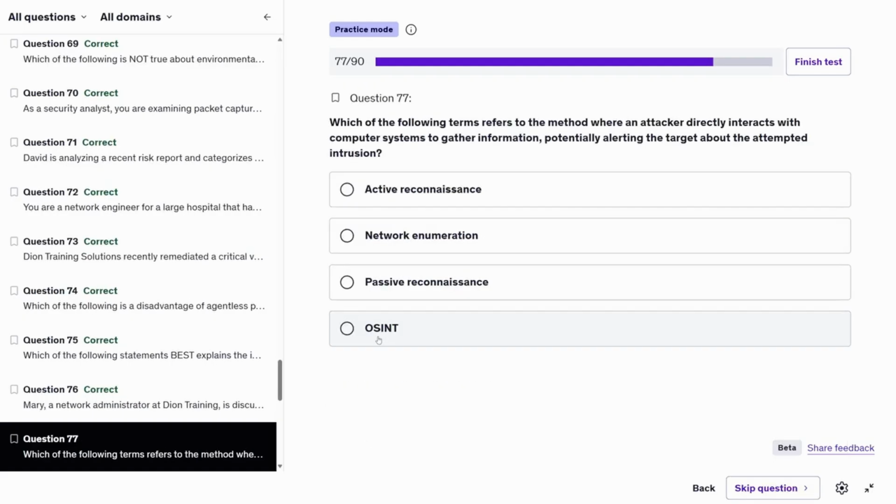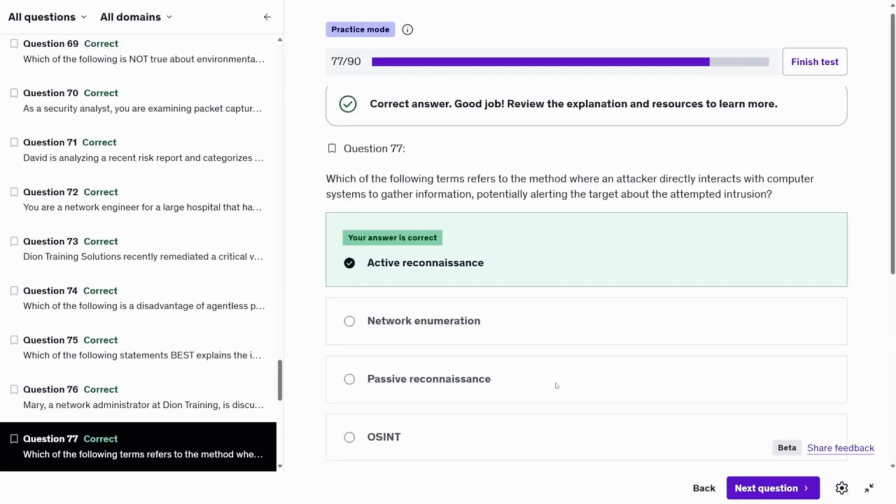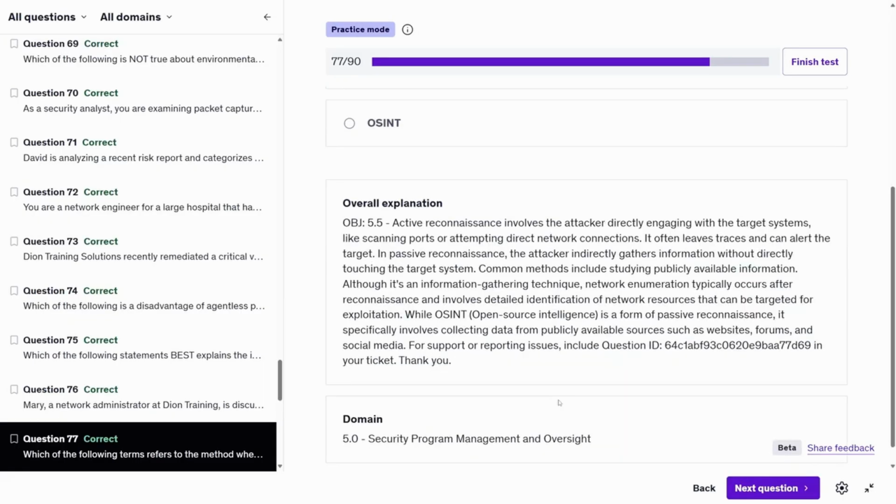Which of the following terms refers to the method where an attacker directly interacts with computer systems to gather information, potentially alerting the target about the attempted intrusion? And the correct answer is active reconnaissance. Active reconnaissance involves the attacker directly engaging with the target systems, like scanning ports or attempting direct network connections. It often leaves traces and can alert the target.